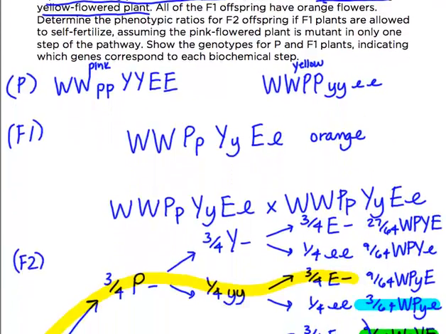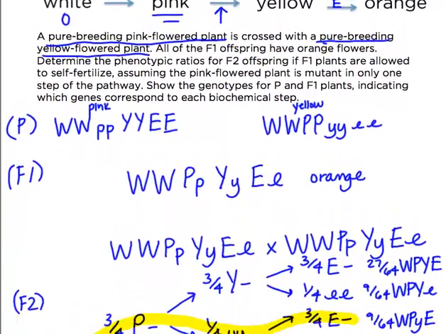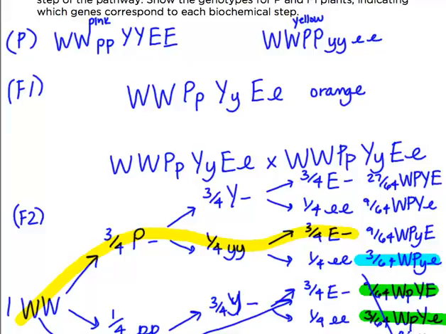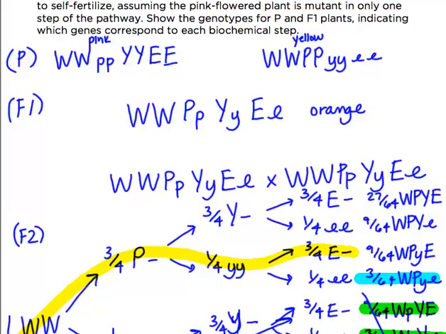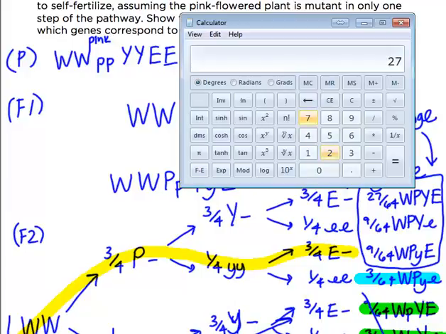And therefore the rest of them are going to be able to make orange pigmentation, right? They have the W gene product to make white to pink. They have the pink gene product to make pink to yellow. And then they have either the Y or the E gene product to make yellow to orange. So these here are going to be orange. So if you do that, it's 27 plus 18. So you get 45 orange.